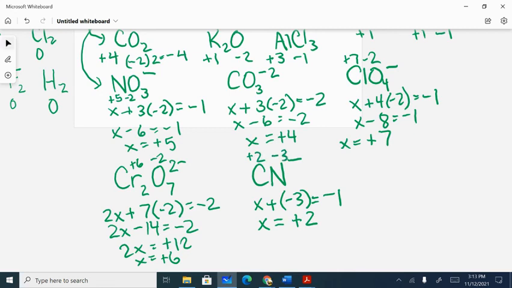Nitrogen is -3. This just takes a little practice, so break out your worksheet and give it a shot, and we'll learn some more and practice some more and get another lesson next.